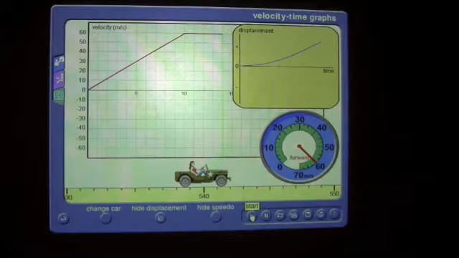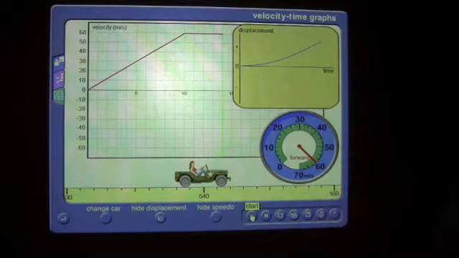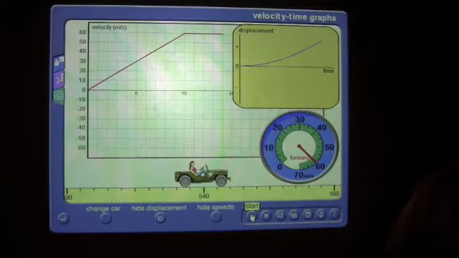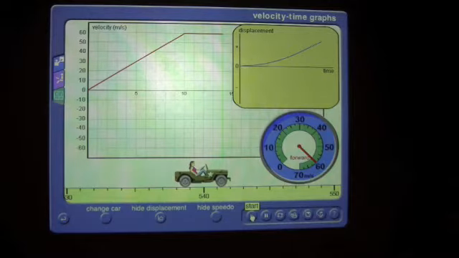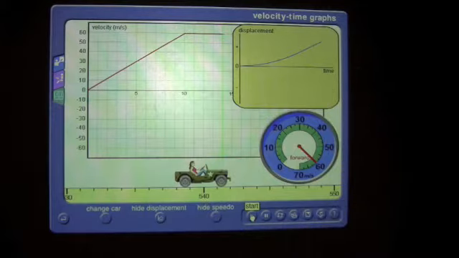And is there any way that we could have determined that without any kind of equations? Anybody in the studio audience want to offer? How could we have determined that she's going to end up at 540 meters? The area under the graph.